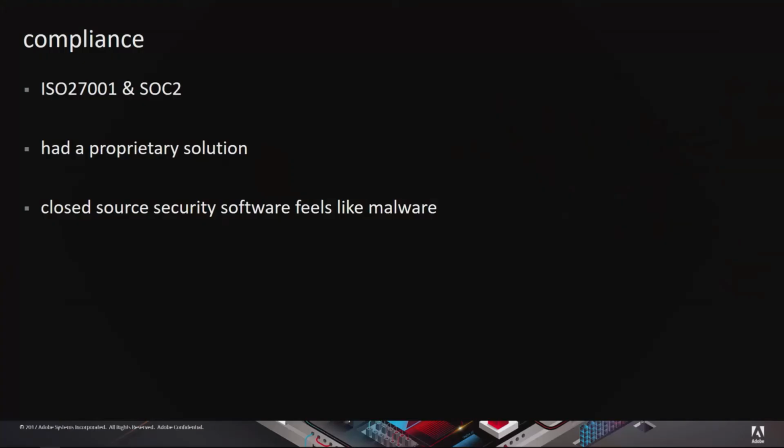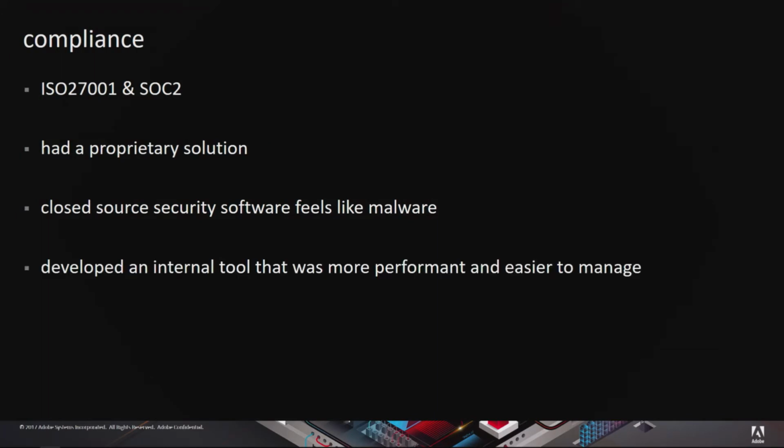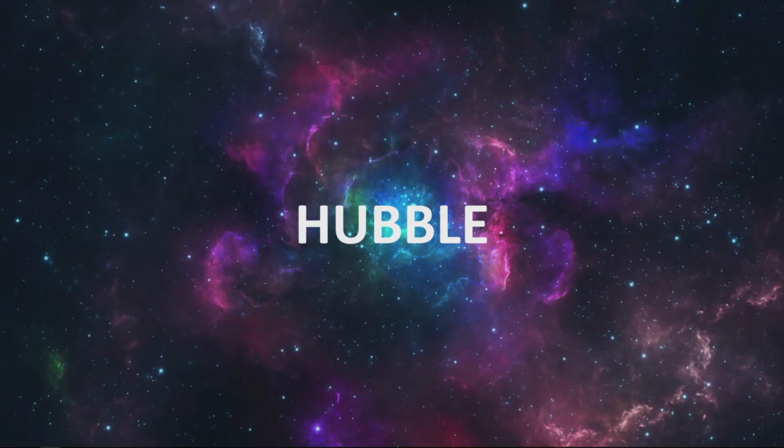So we were a little concerned about that, and so we did what any good software company would do. We developed our own internal tool that was more performant and easier to manage. And it had a little side benefit of saving us over $1 million annually. So this is a huge win for us. That tool is Hubble. Hopefully some of you have heard about that. This is something that we've been very proud to work with the community on and actually open source.